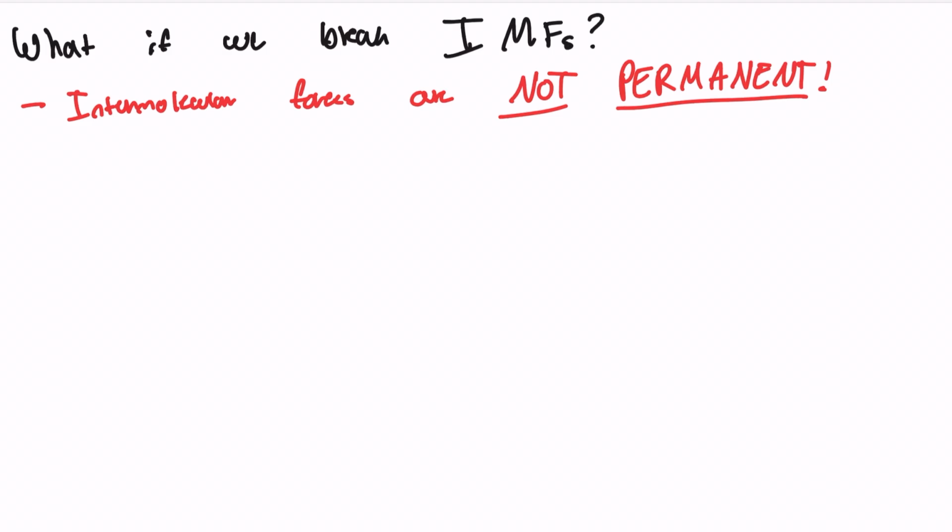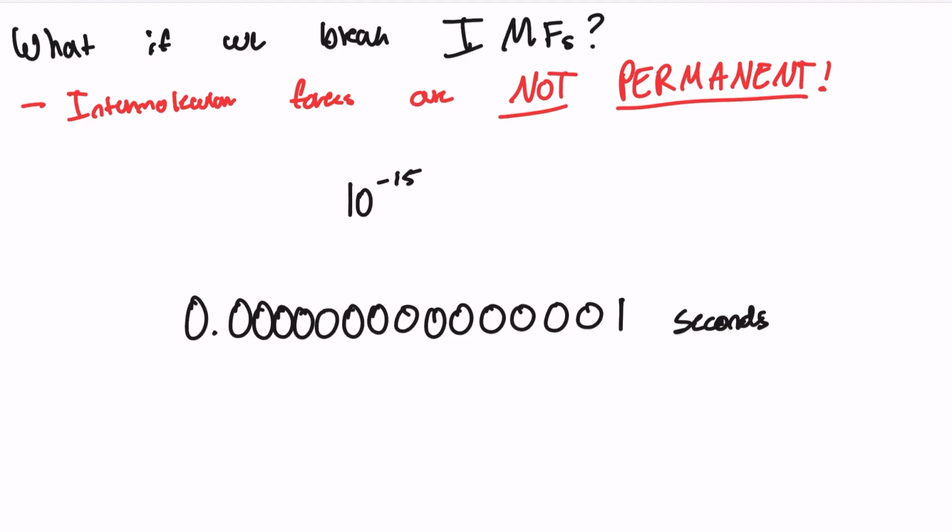Write that down, underline it, star it, highlight it. You need to know that intermolecular forces are not permanent whatsoever. They are forming and breaking by themselves constantly and at an incredible rate. In fact, the average London dispersion force lasts for just 10 raised to the negative 15th seconds. That's this many seconds. When we break or form enough intermolecular forces, we say that a phase change or a physical change has taken place.